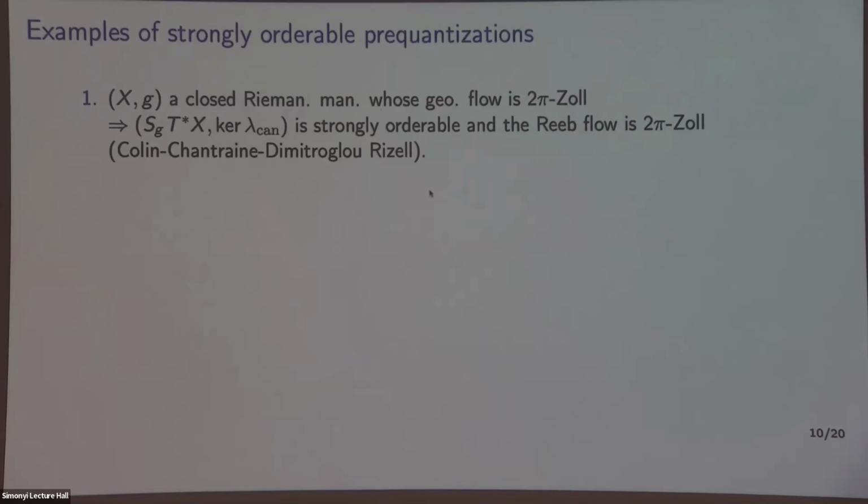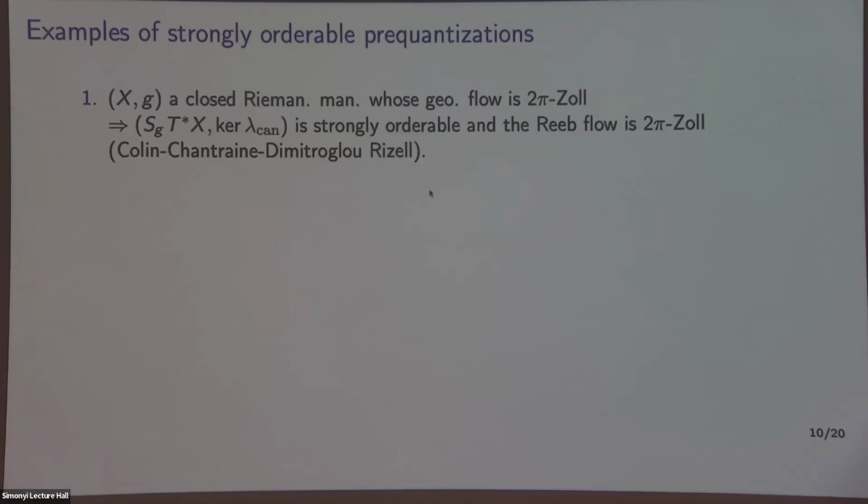So if you start with a closed Riemannian manifold whose geodesic flow is 2 pi Zoll, so it's periodic and the period of any point is of the same minimal period 2 pi, then the unitary cotangent bundle of this Riemannian manifold is a contact manifold that admits a Reeb flow which is 2 pi Zoll. So it is a prequantization, and moreover, Colin, Chantraine, and Dimitroglu-Ritzel have shown that this contact manifold is strongly orderable.